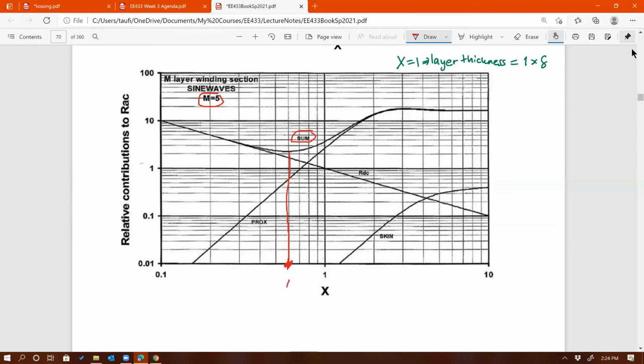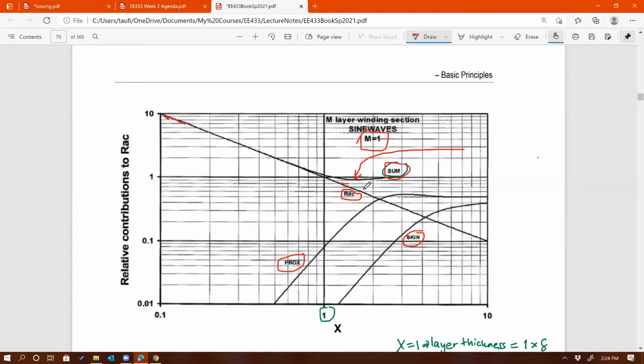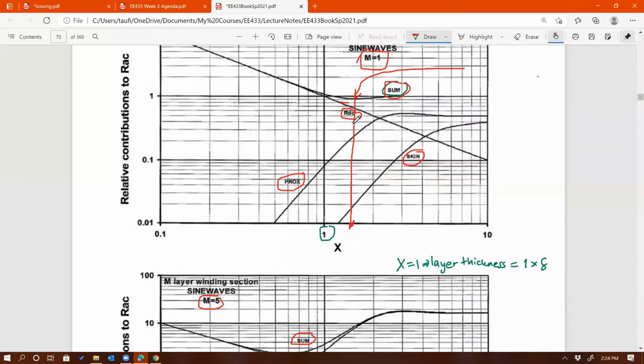I forgot, let's go back here. For this one, the minimum is about that point right there. So I need to mark it, there you go. All right, it's not really a straight line, but it's around that area. And that's about what? That's a log scale. 2, 3, 4, 5, 6, 7, 8, 9, 10. So that's about maybe 1.5-ish, approximately 1.5 skin depth.